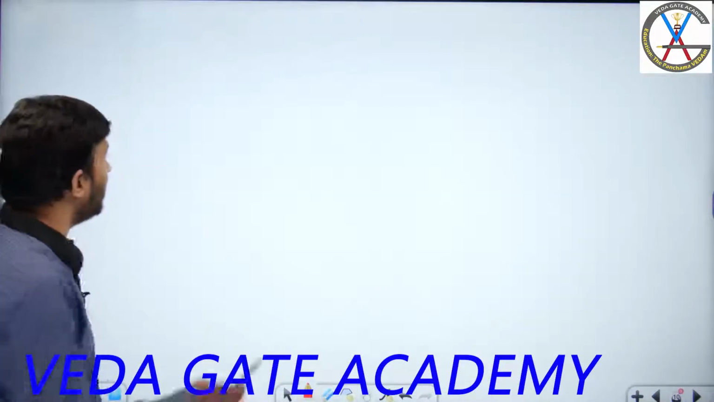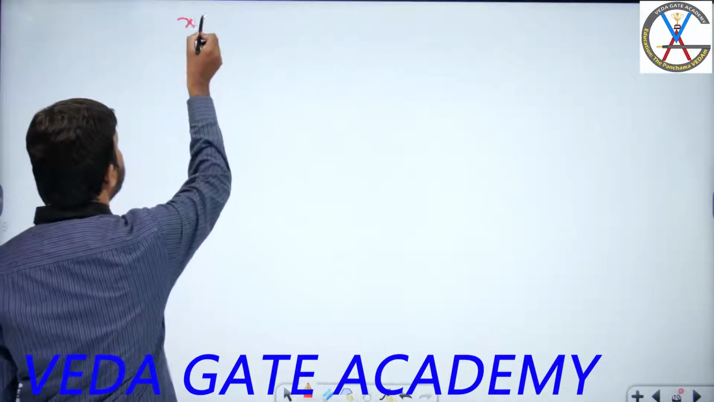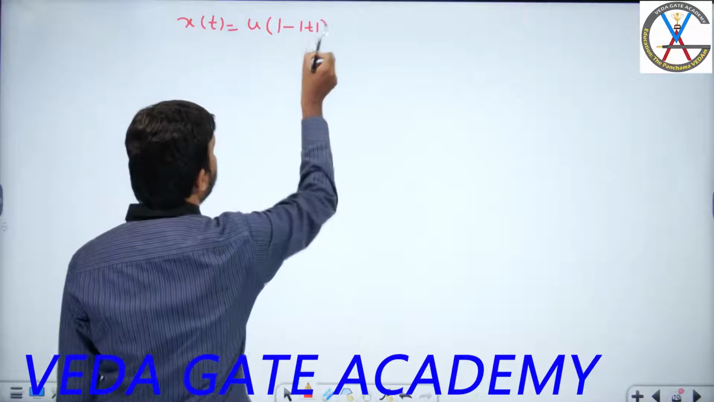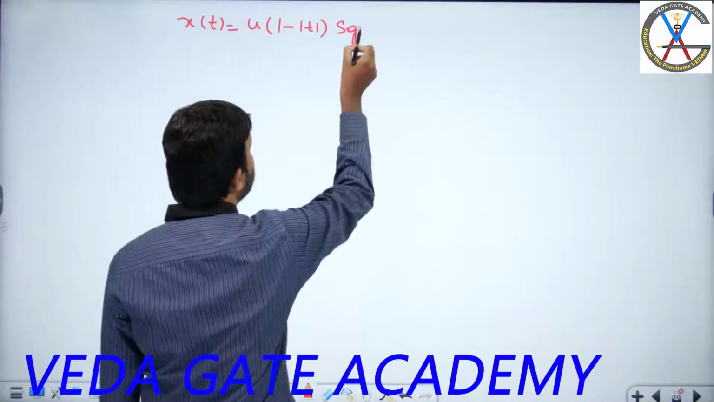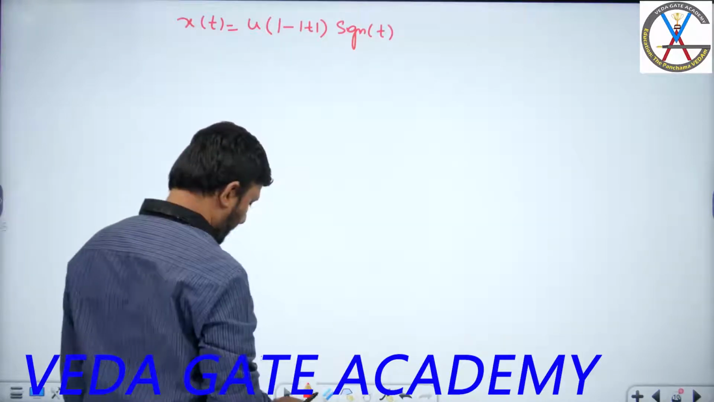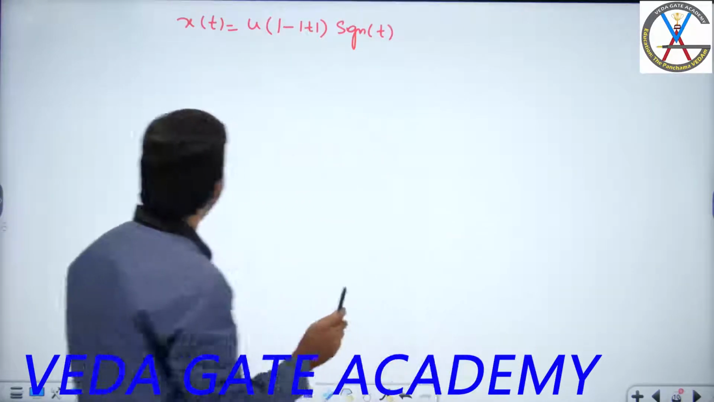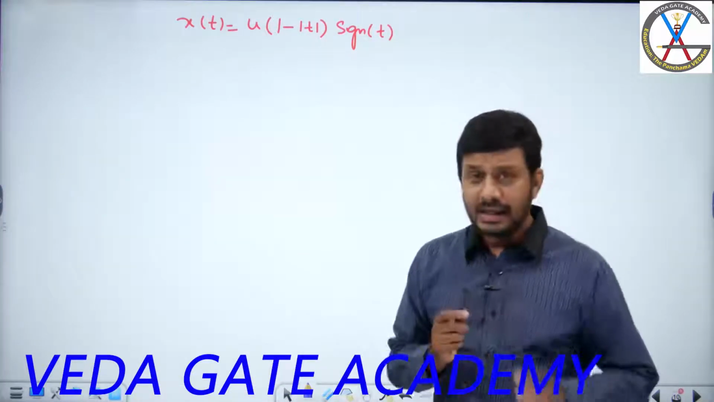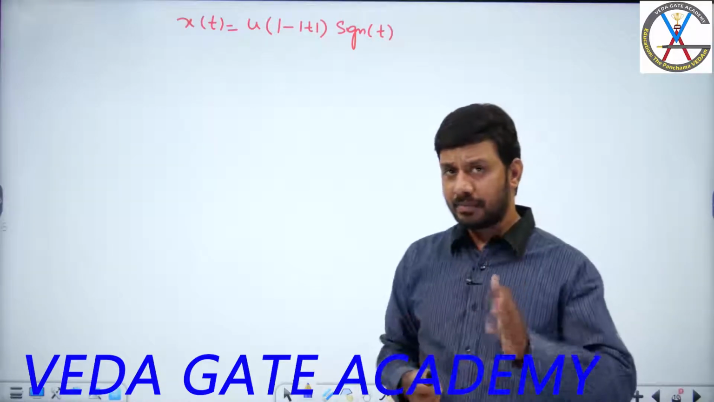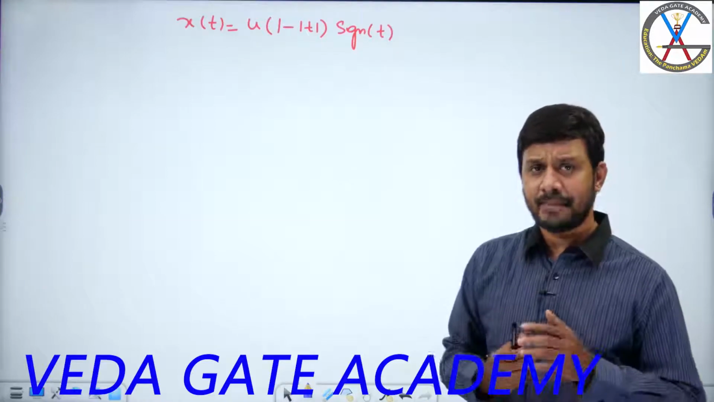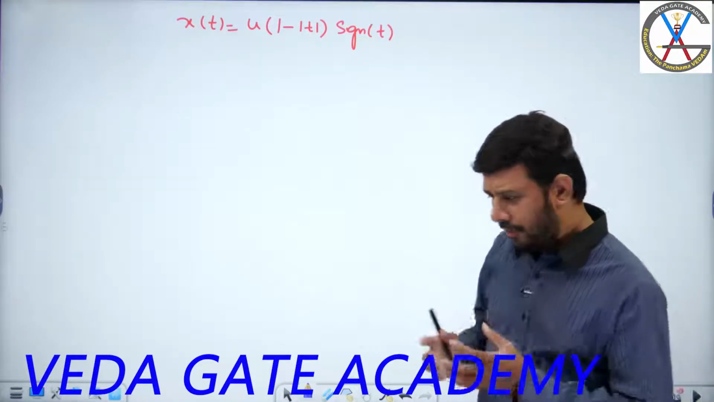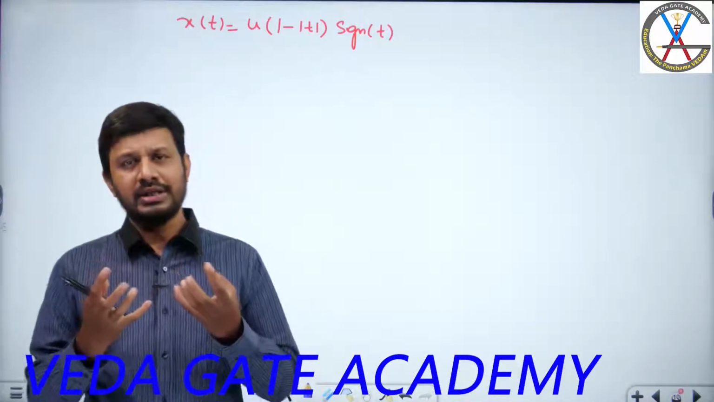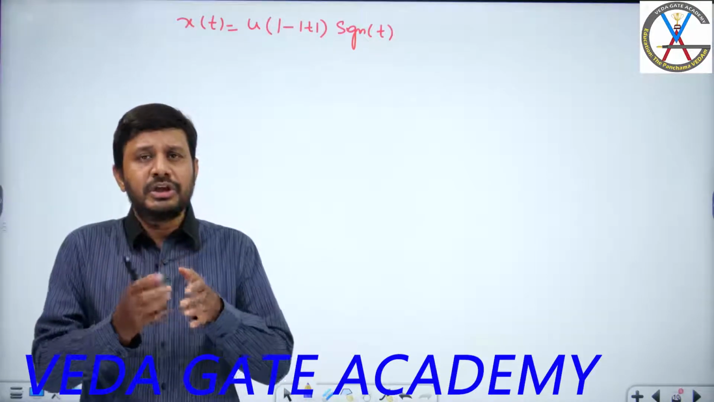I want the shape of u of 1 minus mod t multiplied with signum t. And remember, multiplication of signals is nothing but multiplying at common points, or multiplying at common instants. So if you want to multiply two signals, observe what is the common area present between those two signals, and among the common portion, you simply multiply the signals.